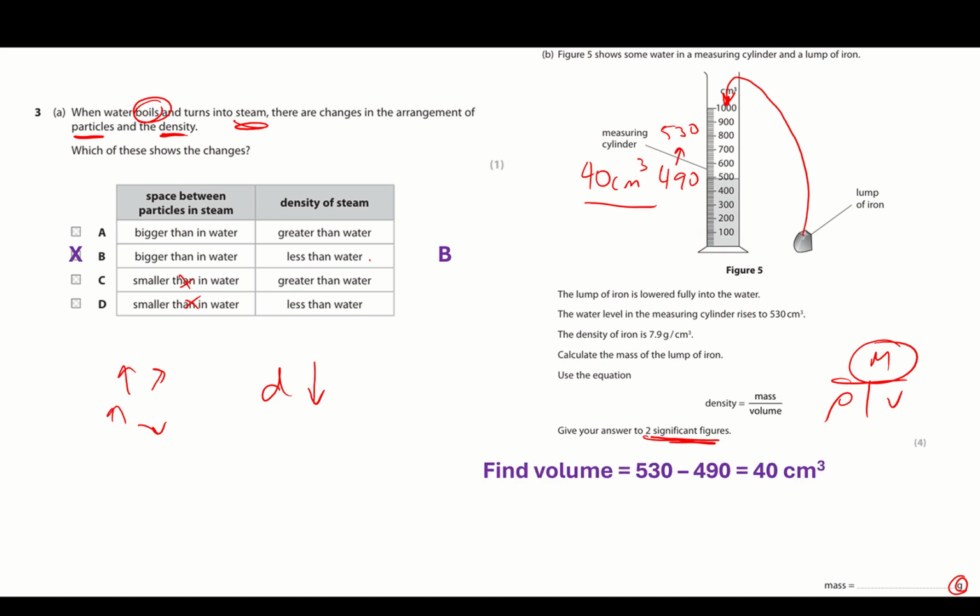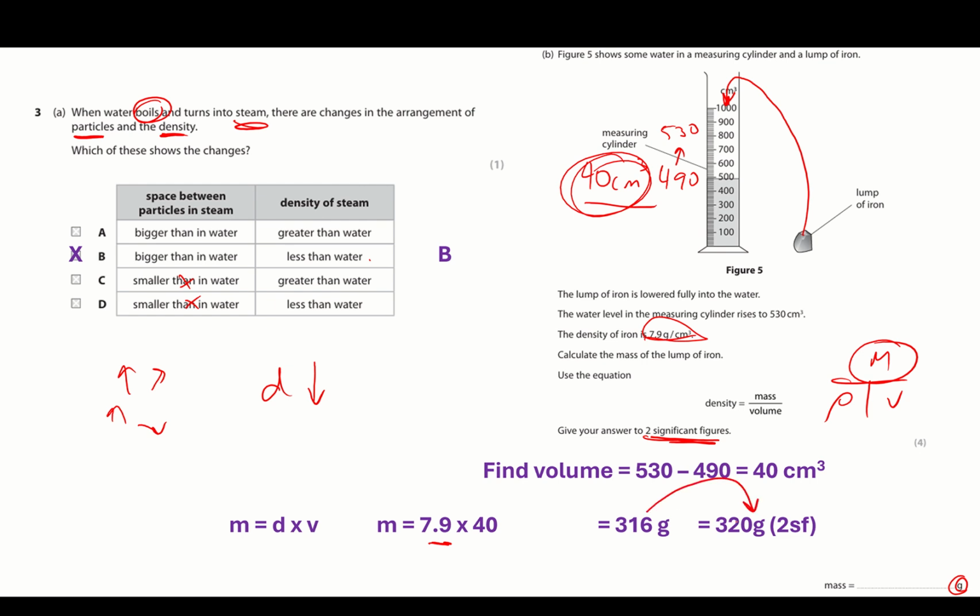So find the volume, 530 take away 490 is 40. Once we've got the volume, plug it into this. So the mass equals the density times the volume. 7.9 multiplied by the 40 that we worked out for the volume equals 316. That would only get me 3 marks, and then I've got to go to 2 significant figures. So the 6 is going to round the 1 up to a 2 to give us 320.